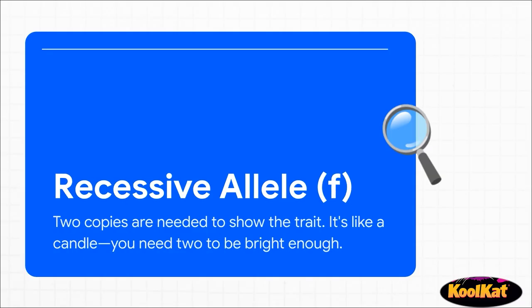And on the other side, you have the recessive allele, which we show with a lowercase letter. These are way quieter. Think of them like little candles. Now, if you have one bright LED light and one tiny candle, you're only going to notice the LED, right? But if you get two candles together, well, then their light finally gets to shine through. And that's exactly why you need two copies of a recessive allele for that trait to actually show up.